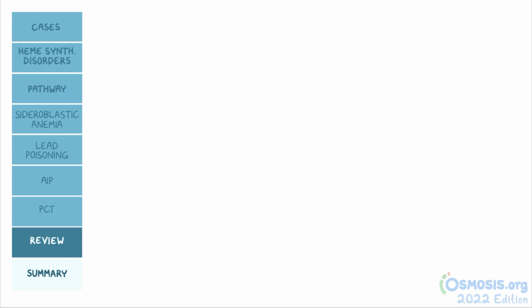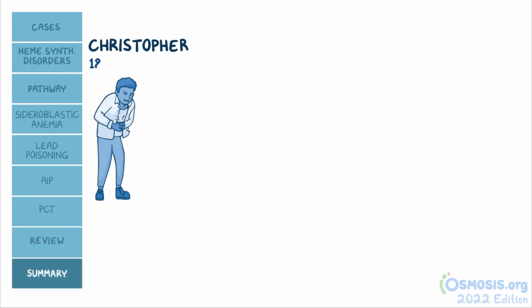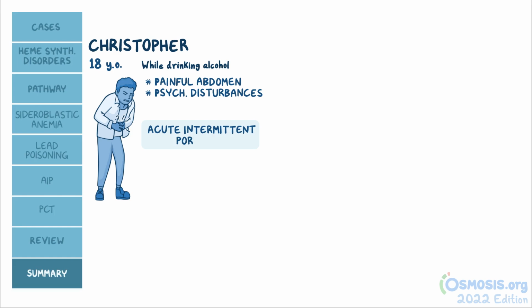Okay, now going back to our cases, Christopher is the 18-year-old male who suddenly developed a painful abdomen and psychological disturbances while drinking alcohol at a party. These are two of the 4 Ps characteristic of an attack of acute intermittent porphyria, and alcohol is one of the main triggers. The final clue is that Christopher's urine had a reddish or port wine color, which is also one of the 4 Ps.